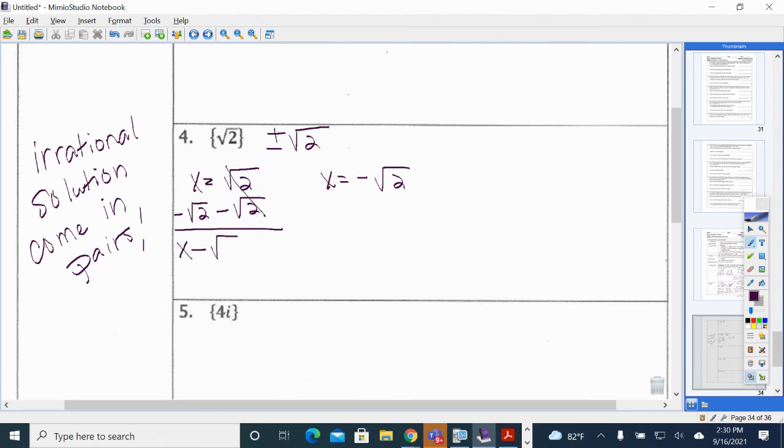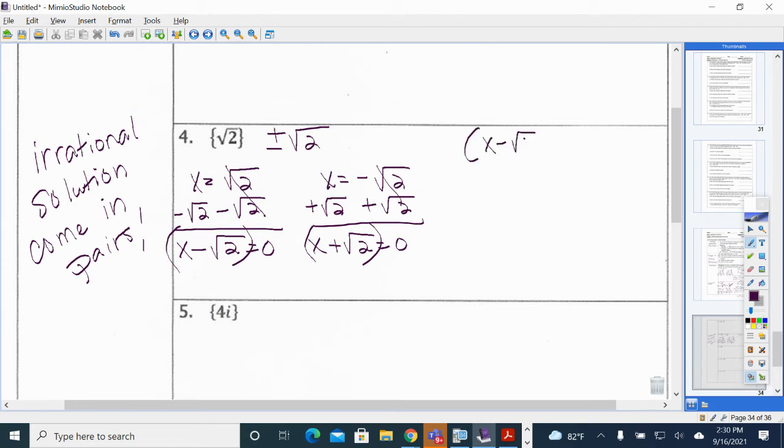And we get x minus radical 2 equals 0. On this other one, I'm going to add the radical 2. And we get x plus radical 2 for this one. Now, we're going to multiply x minus radical 2 times x plus radical 2.